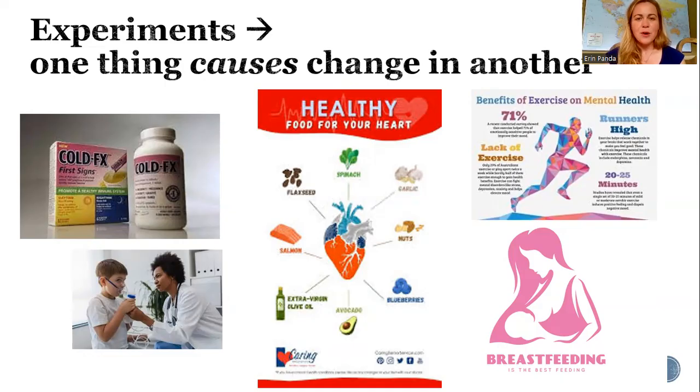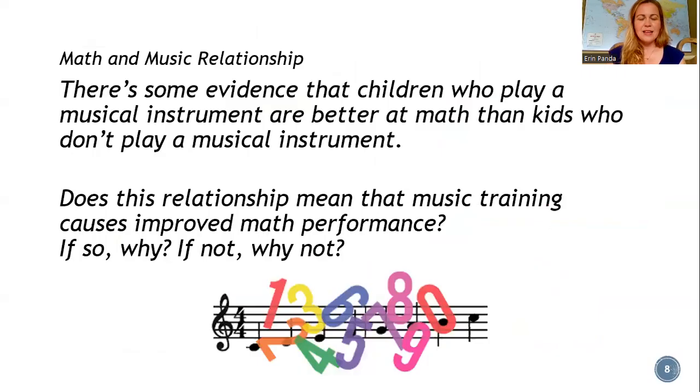So let's talk now more about what experiments are and how they differ from non-experiments and quasi-experiments, and why those differences are so important in determining the kind of conclusions you can draw from the study. I'm going to use an example from education about the relationship between math and music. There's some evidence that kids who play a musical instrument are better at math than kids that don't play a musical instrument. But just observing this relationship, does that mean that music training is what causes the improved math scores?